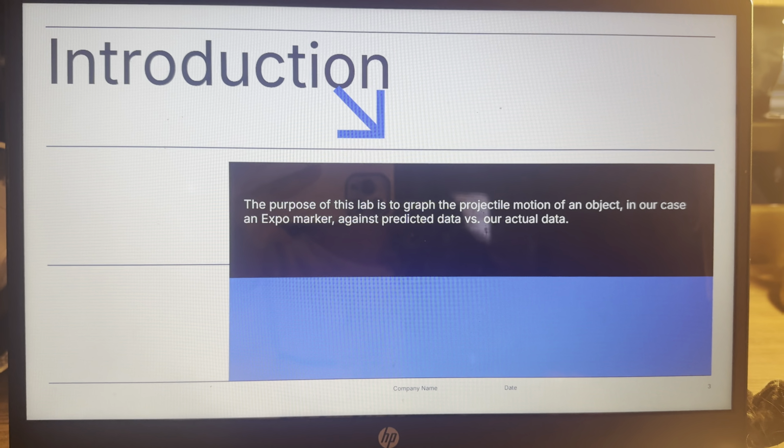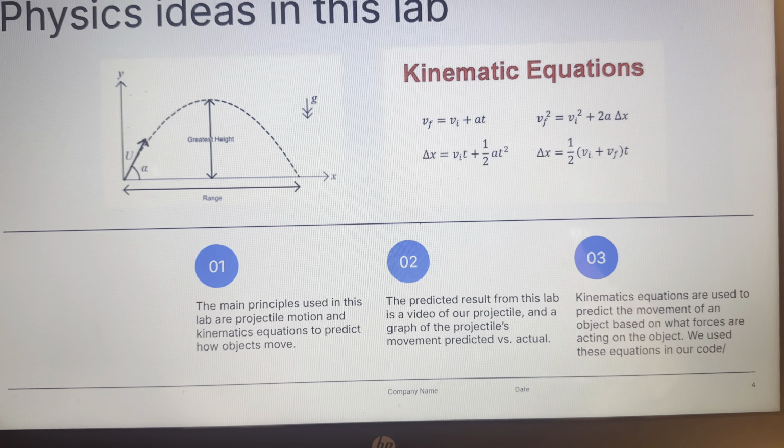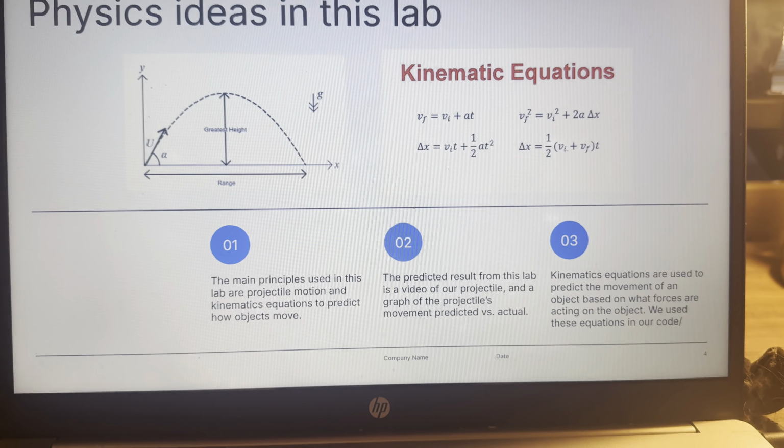The physics ideas in this lab are that projectile motion and kinematics equations can predict how objects move. Obviously ours was only moving in the x direction, so we can use these kinematic equations, and we did end up using velocity initial and velocity final just to find the final velocity, and then with that we found the displacement equation. We also use the position update formula, where if there's constant velocity over a certain time interval, we can estimate where the position of the object is going to end up.